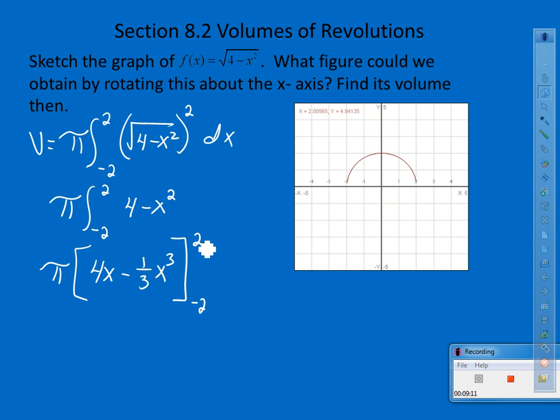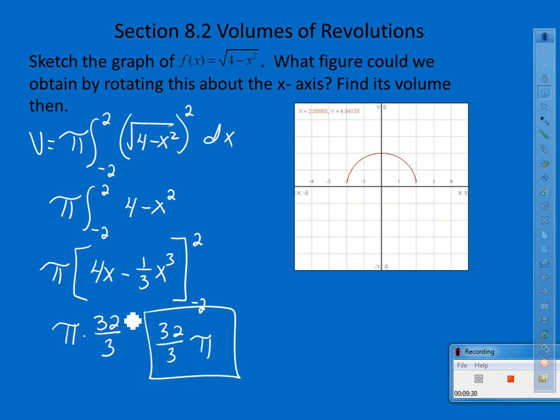And since this is a video and I'm trying to save time, when I ran 2 through here, and then subtracted it from what I got when I ran -2 through there, I had 32/3 times this pi. So my volume is 32/3 pi. And if you look back at your first example, that's the exact same thing that we got.